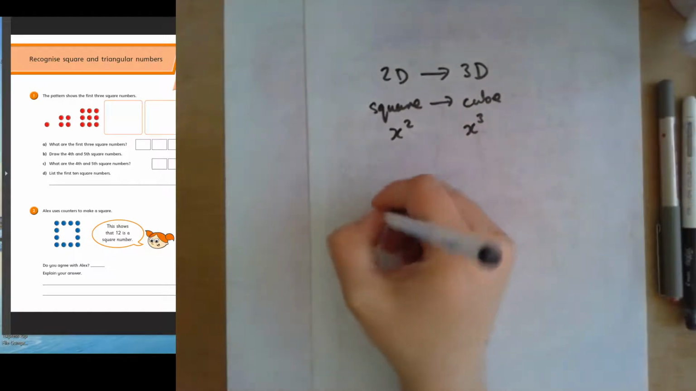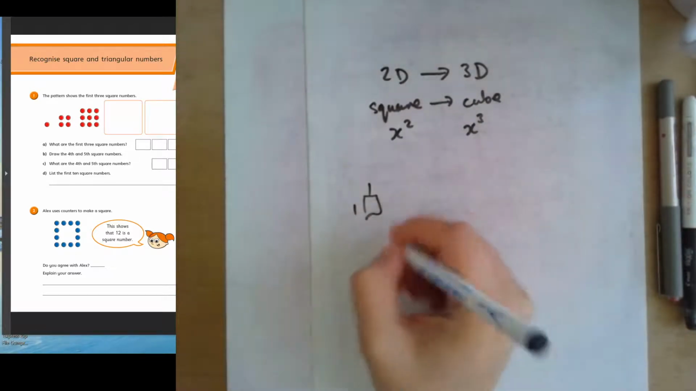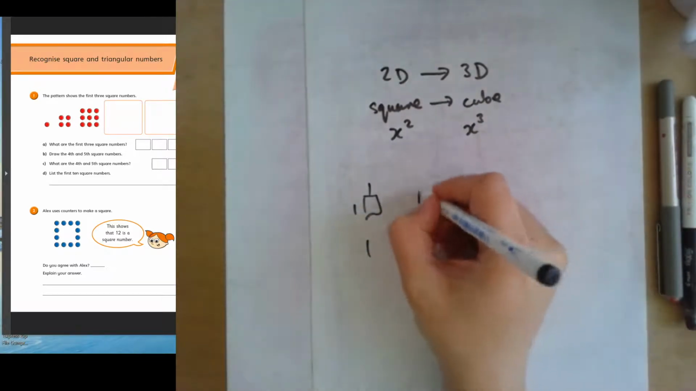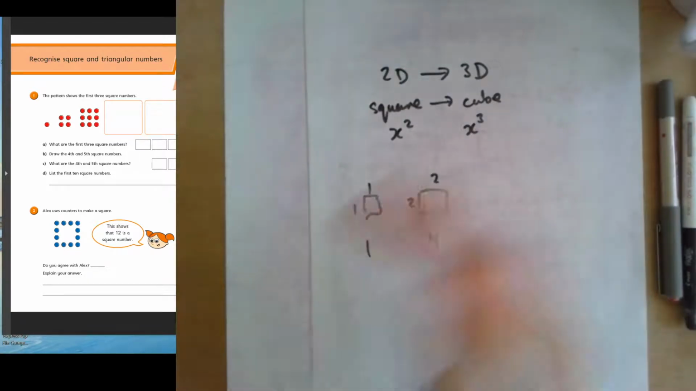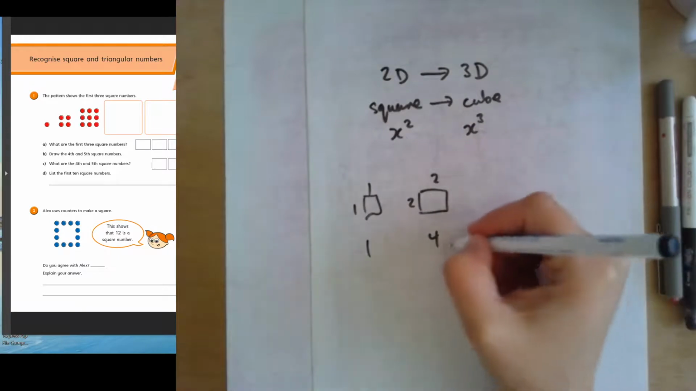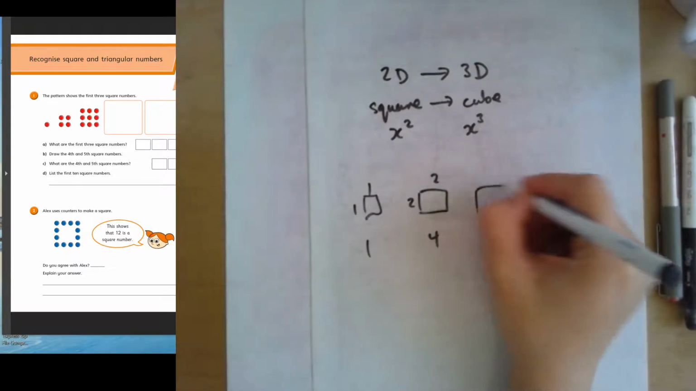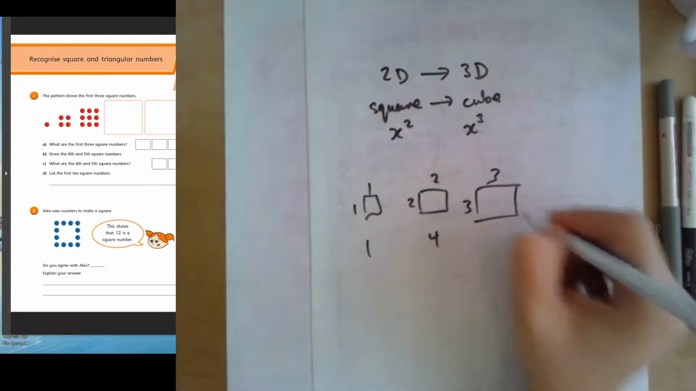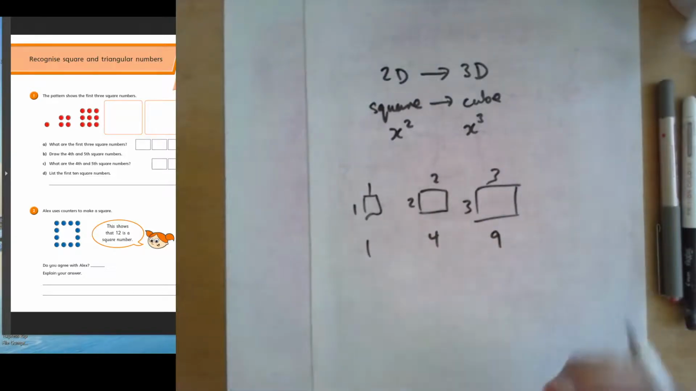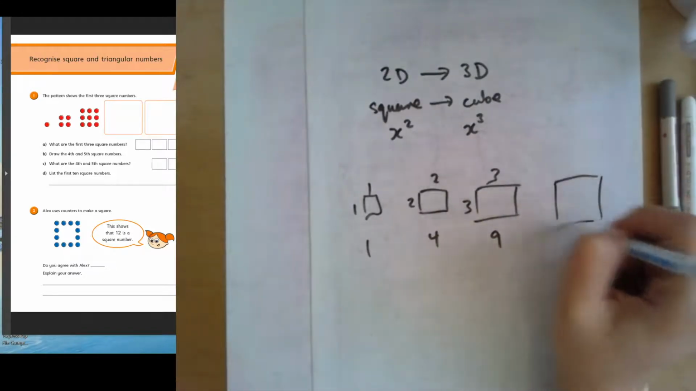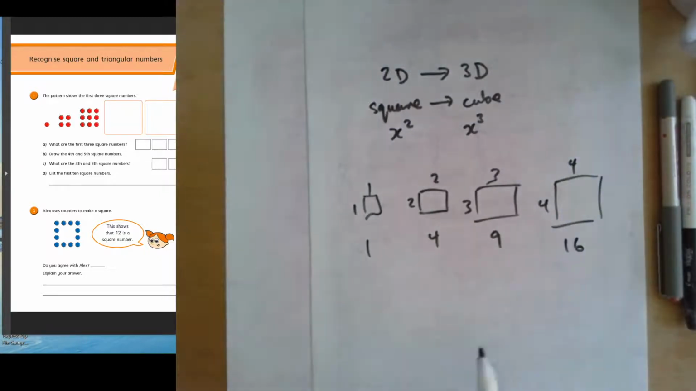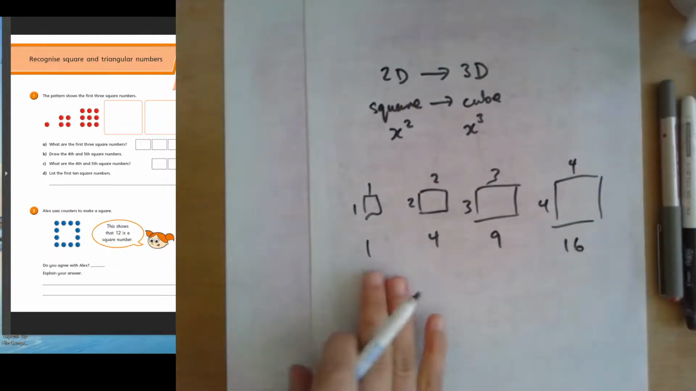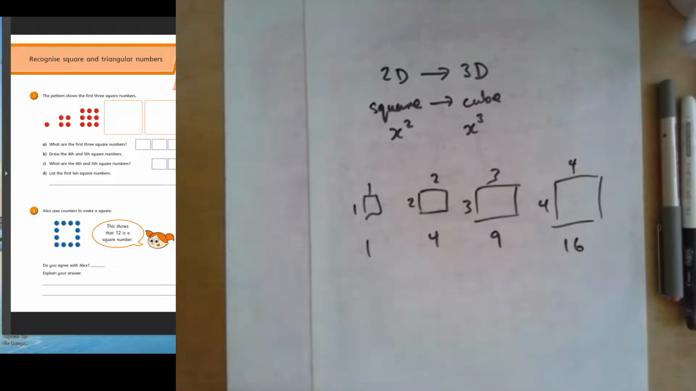So if you have your square and you've got a 1 by 1 square, that's then 1, okay? If I have a 2 by 2 square, the area would be 4. And then if you have a 3 by 3 square, the area would be 9. If you have a 4 by 4, the area would be 16 square units, okay? So obviously your square numbers are the areas.